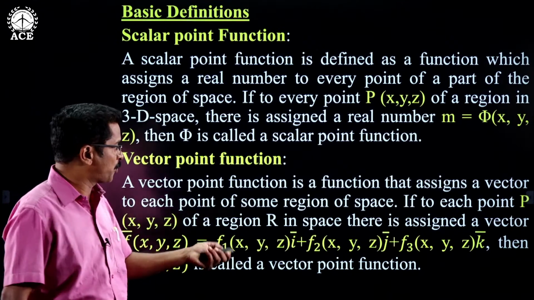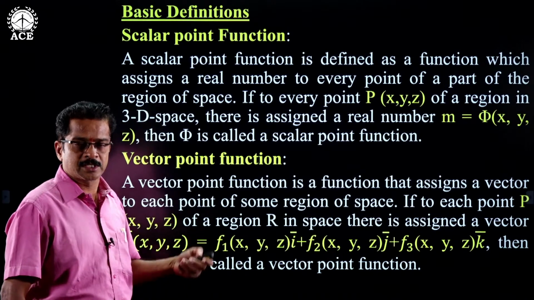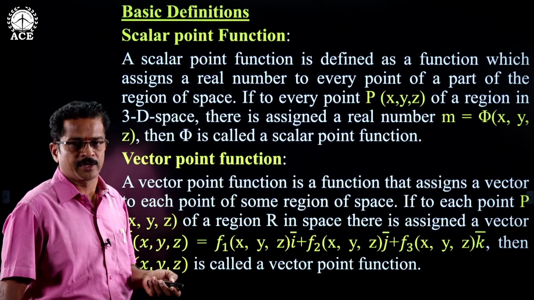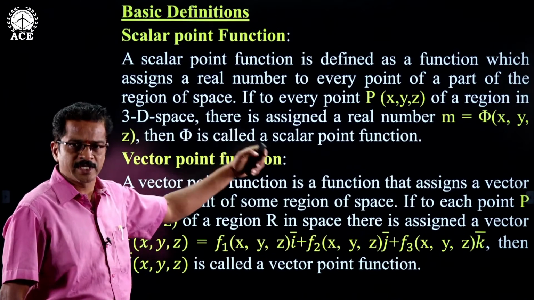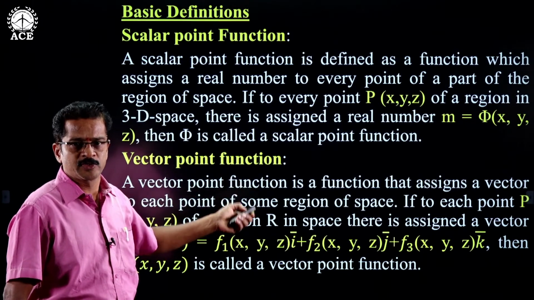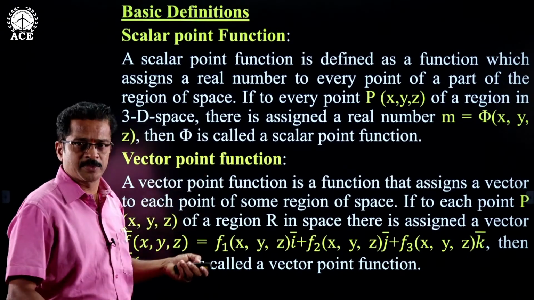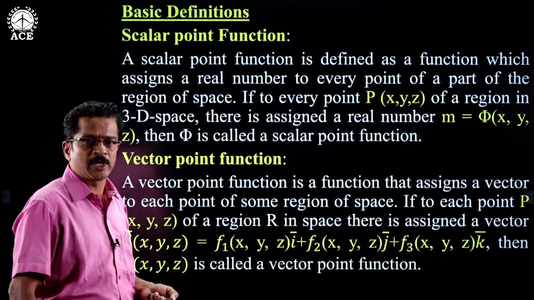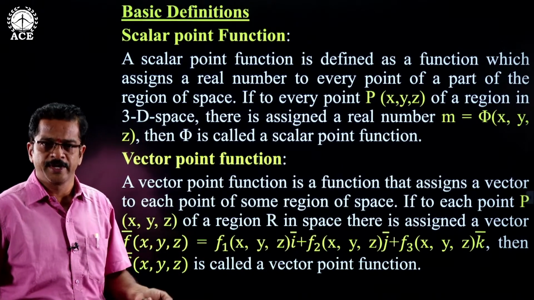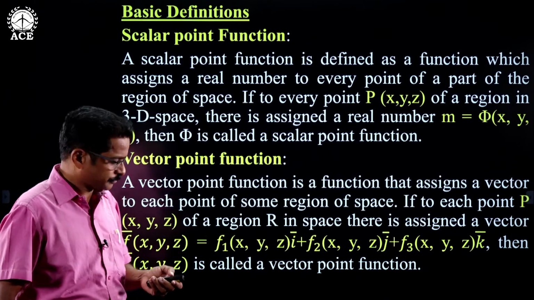At each point in the space, we assign a vector. In the scalar case, we assign a real number. That is the difference between scalar point function and vector point function. Scalar point function represents a space, and vector point function represents a 3D, means it's a plane.